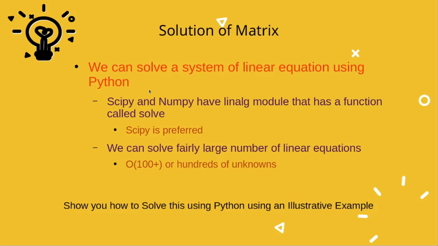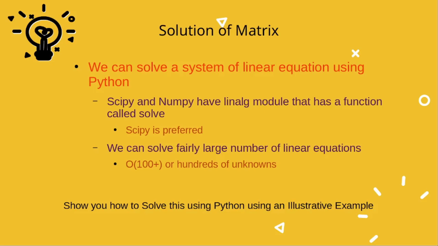So Python offers several methods to solve systems of linear equations. SciPy and NumPy have a module called linalg, which stands for linear algebra, and both have a function called solve that helps us solve these equations. SciPy is preferred because SciPy makes use of a slightly more modern backend than NumPy does. So that's why we prefer SciPy here, and we'll be using SciPy here.